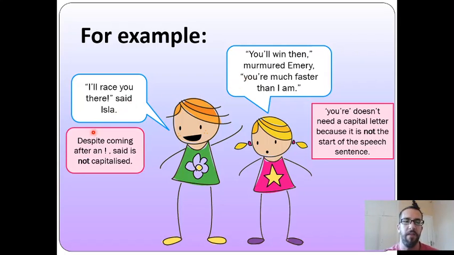And then over here, you'll notice that after that exclamation mark, the said doesn't get a capital letter, because even though it comes after this exclamation mark, which usually tells you it's the end of the sentence, it doesn't get a capital letter. Now, I know that's quite a few rules to try and sit and remember there, but let's try and see if we can practice it a little bit, and hopefully the more you practice it, the more you'll get the idea.